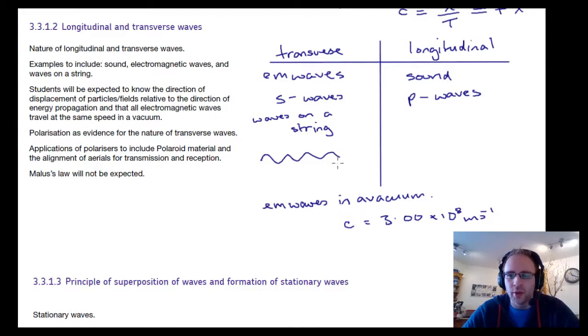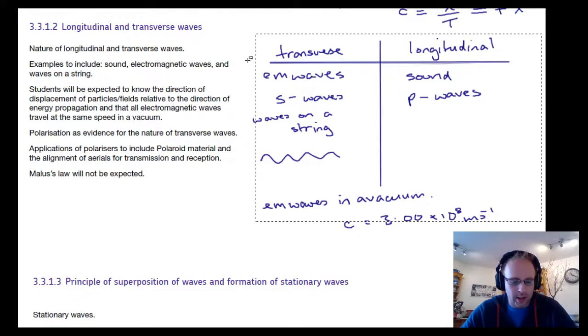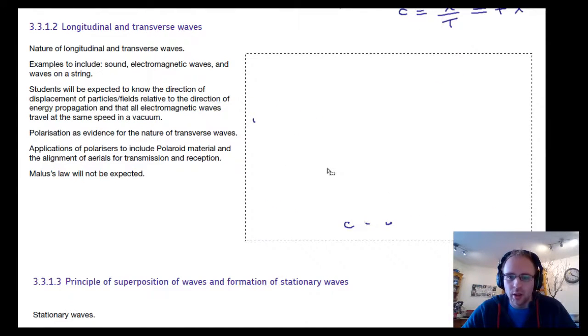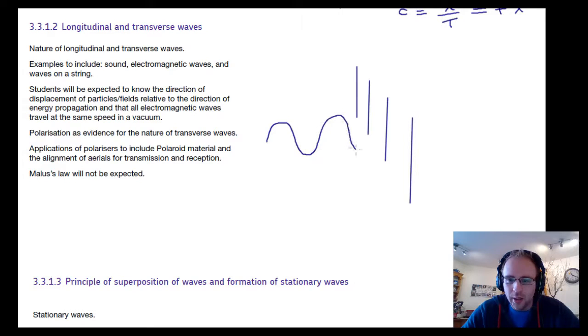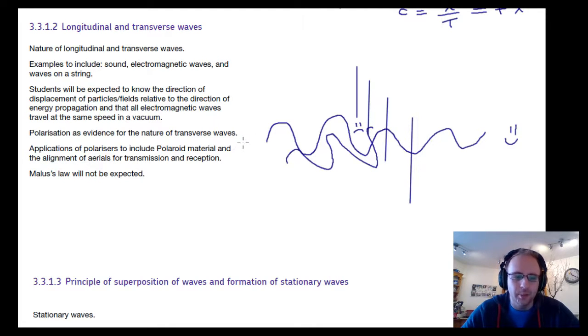Polarization is evidence for the nature of transverse waves. You can imagine that you've got something akin to a picket fence or jail bars. This is 3D now. If I've got waves which are going up and down, they can go through my jail bars and they're smiley. If I've got waves which are going side to side, which is really quite difficult to draw, they can't get through, so they're sad.